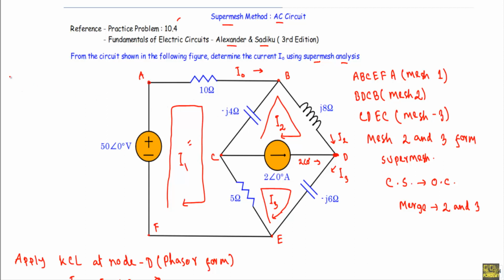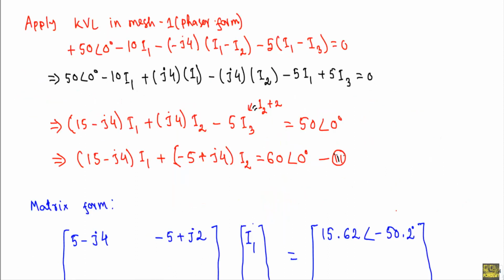So if I apply KVL in mesh 1 in phasor form, I will get plus 50 minus 10 I1 minus J4 (I1 minus I2) minus 5 (I1 minus I3). That will be equal to 0. So if I apply KVL in mesh 1, I will get this equation.